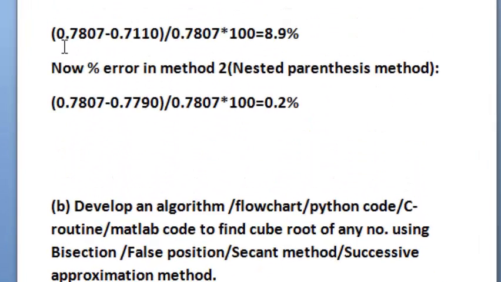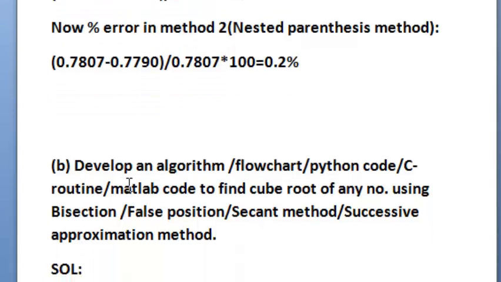Now the percent error in method 1, the straightforward determination method: current value minus previous value, divided by current value, into 100, we get 8.9%. Now the percent error in method 2, our nested parenthesis method: putting these values, (0.7807 minus 0.7790) divided by 0.7807 multiplied by 100, we get 0.2%.